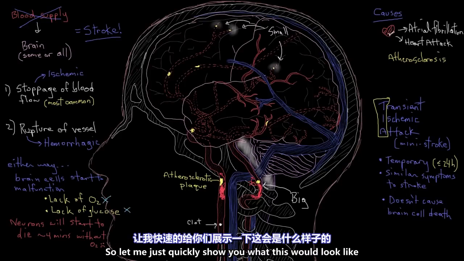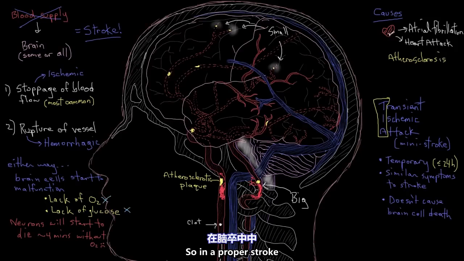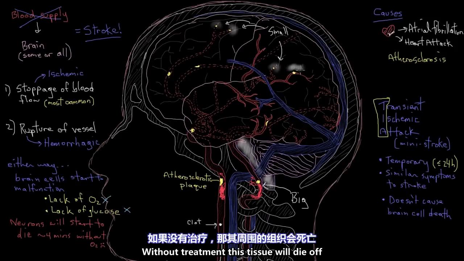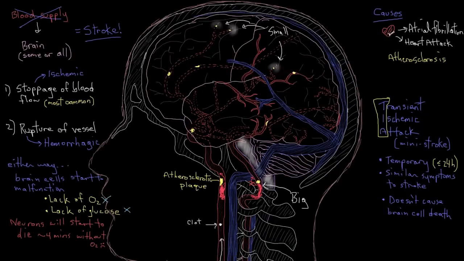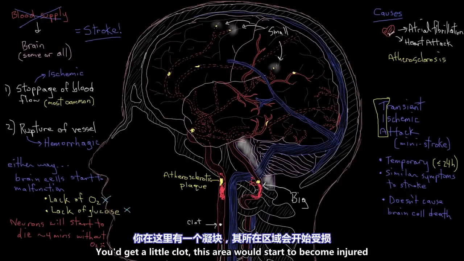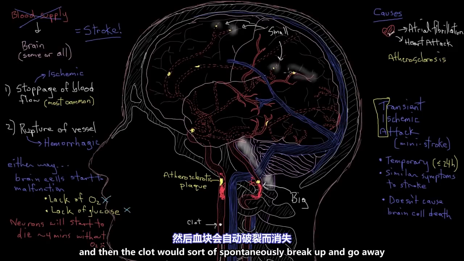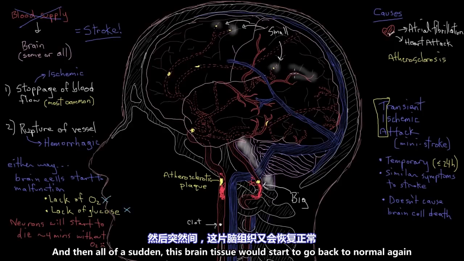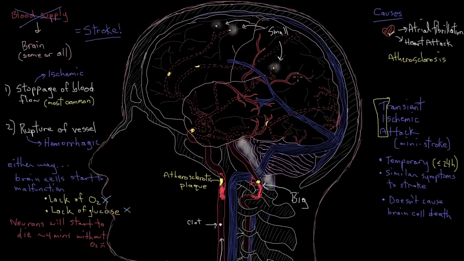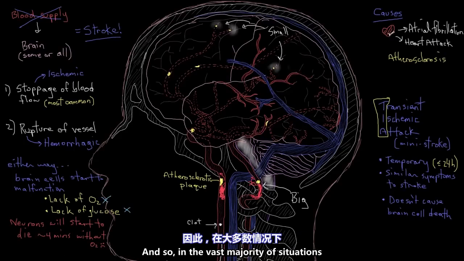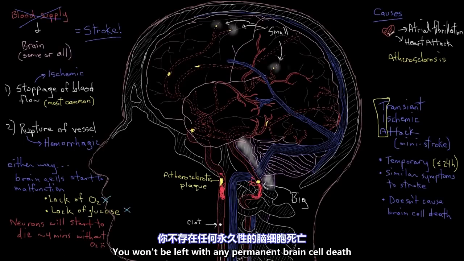So let me just quickly show you what this would look like. So in a proper stroke, let's say this vessel gets blocked. Without treatment, this tissue will die off. But in a TIA, you'd get a little clot, this area would start to become injured, and then the clot would spontaneously break up and go away. And then all of a sudden, this brain tissue would start to go back to normal again. And so in the vast majority of situations, you won't be left with any permanent brain cell death.